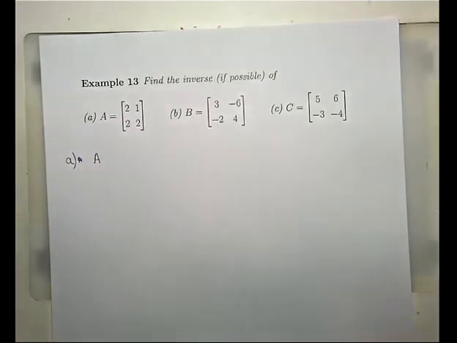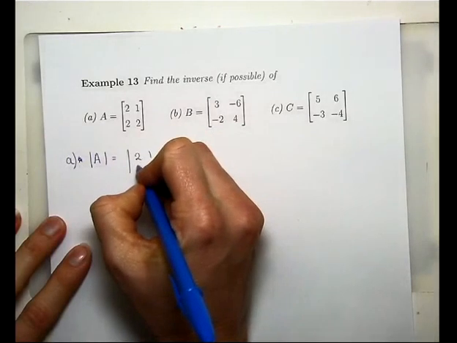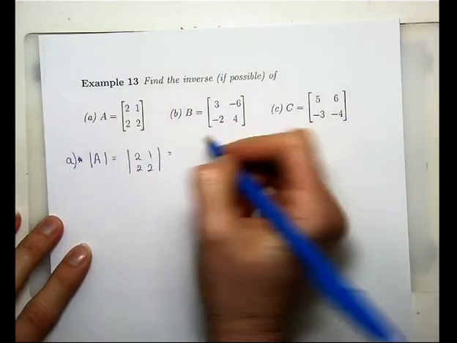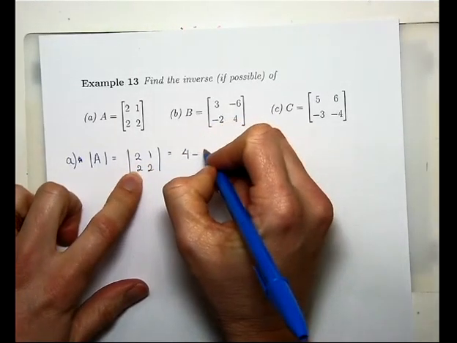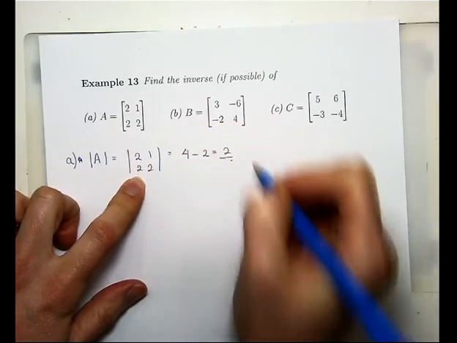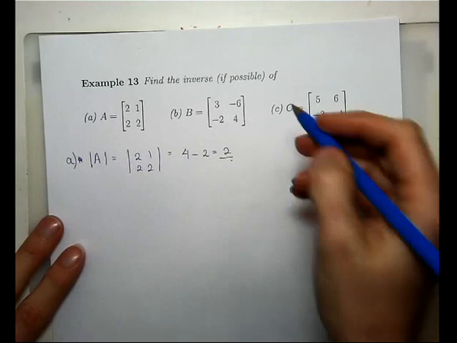Okay, so the first thing you have to do when you're finding an inverse is find the determinant. You have to do it for two reasons. One, you want to make sure it's not 0, and two, if it's not 0, then you do this little thing here. We're going to need it anyway, so find the determinant first. This diagonal gives you 4, minus that diagonal gives you 2. So the determinant is equal to 2.